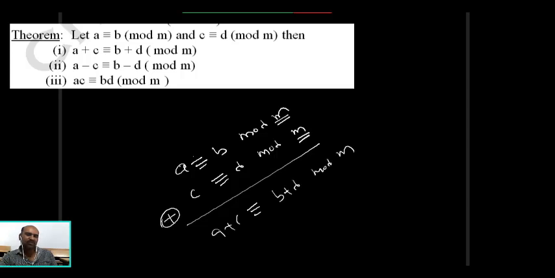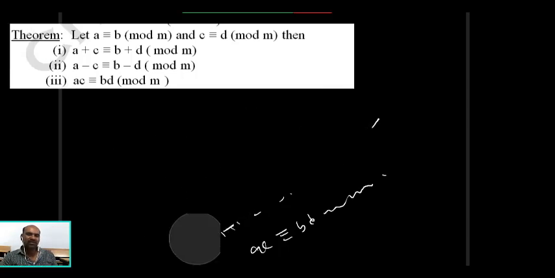That's property 1. Property 2 says that you can subtract: A minus C is congruent to B minus D modulo M. Property 3 says that you can multiply: AC is congruent to BD modulo M. I will prove it later. What is given, I explained here.